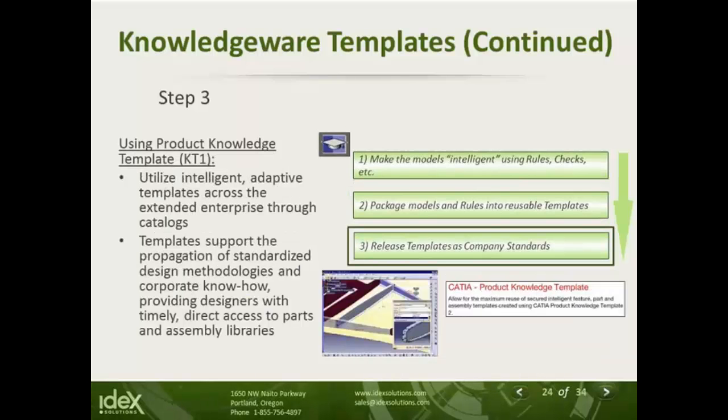And then, of course, step number 3 is to utilize Product Knowledge Template, or KT1. This would be the core of your users, to utilize intelligent, adaptive templates across the extended enterprise. And these templates are going to support the propagation of standardized design methodologies and corporate know-how, and provide the designers with timely direct access to parts and assembly libraries based upon previous projects and based upon the experts that your company has identified and what they've defined.